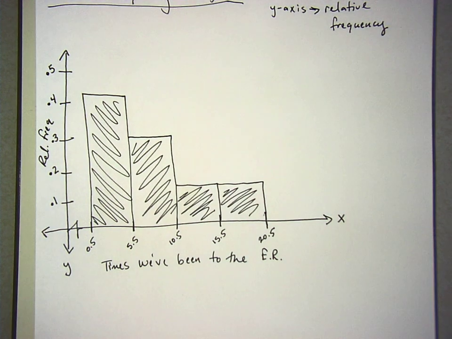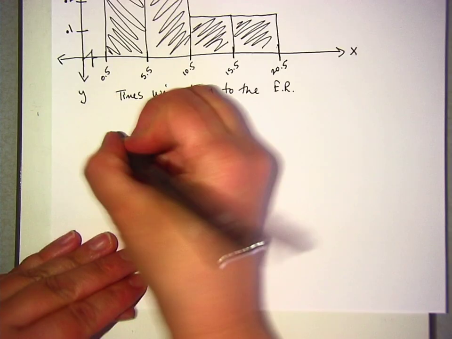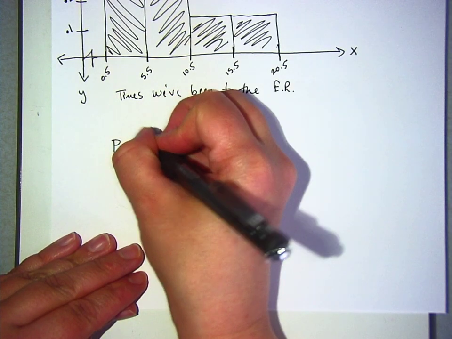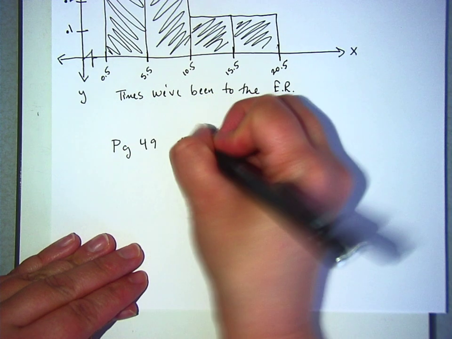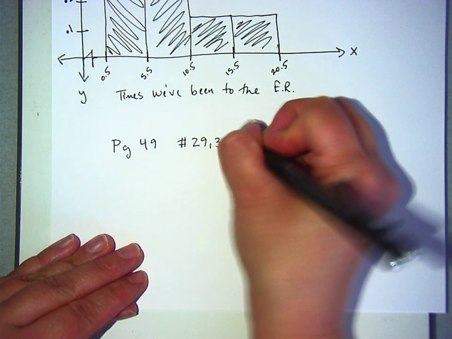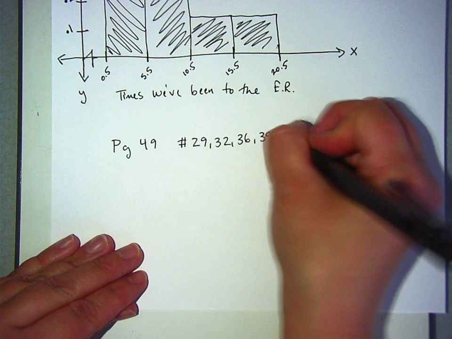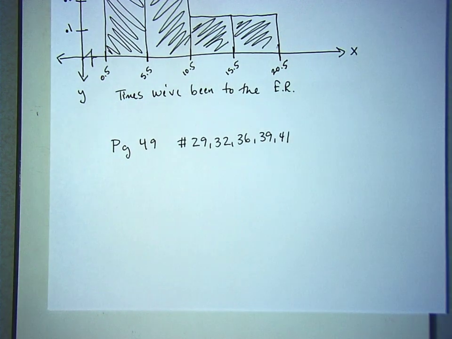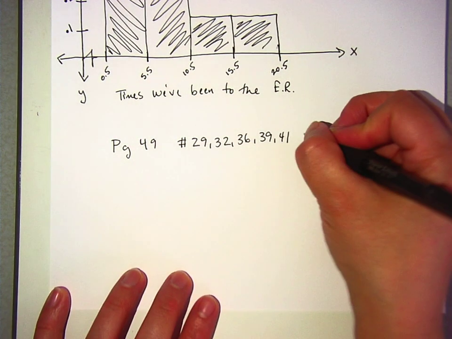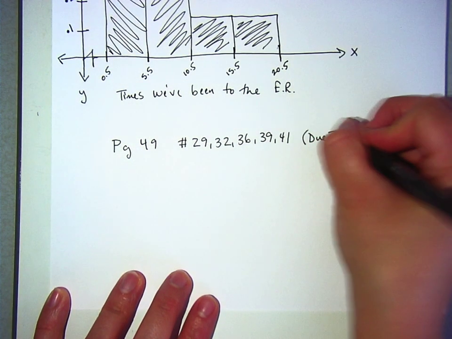Okay. So that's it for a relative frequency histogram. Pretty easy so far, yeah? Great. So your homework is page 49, numbers 29, 32, 36, 39, and 41. I'm going to make this due Tuesday.